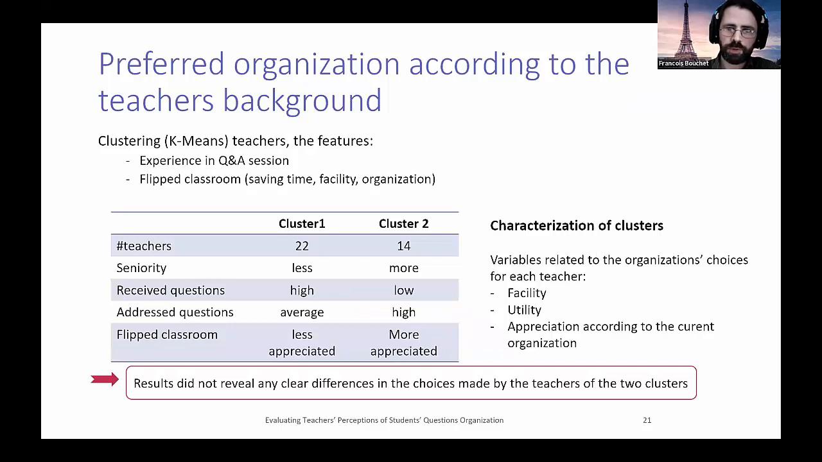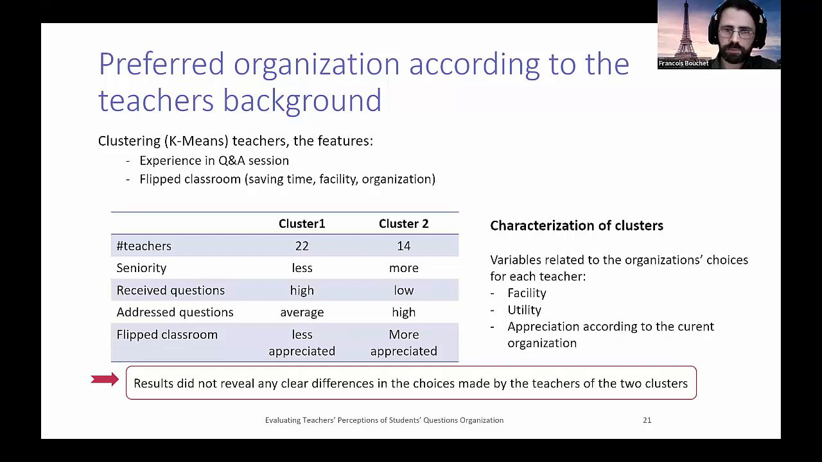We have a cluster one with teachers who are more junior, who report receiving more questions and generally didn't have time to address most of them, and that impacts their perception of the flipped classroom, which they appreciate somehow less than the other cluster. And the other cluster, logically, is more senior teachers who declare receiving fewer questions and therefore consider that they can answer most of them, and they like the flipped classroom principle. So although we have two very clear clusters, unfortunately our hypothesis was not verified, as there was no statistically significant relationship between the clusters and the choice of one particular organization of questions.